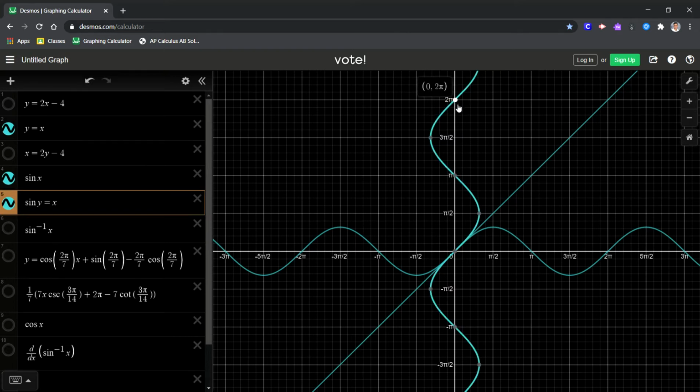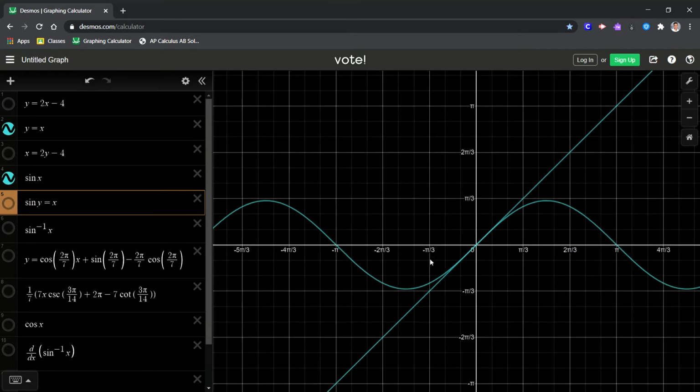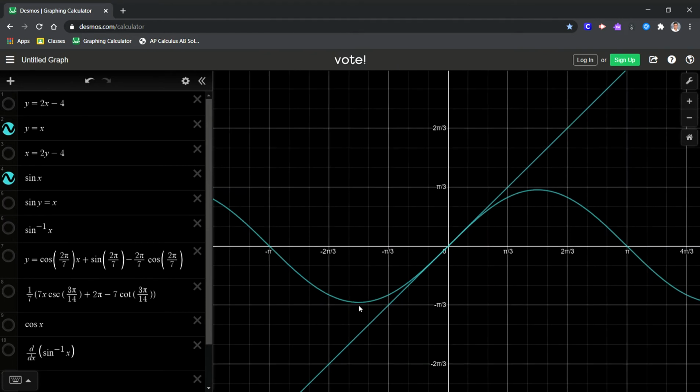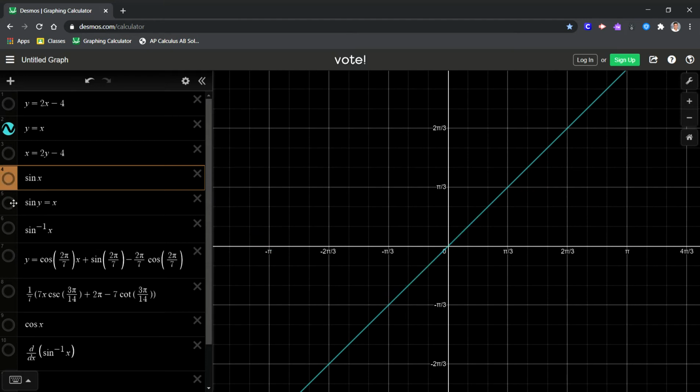the inverse doesn't pass the vertical line test. Therefore, we have to find an interval of the graph where the inverse will pass the vertical line test, and that is between the x values of negative pi over 2 and pi over 2, which gives us arcsin.